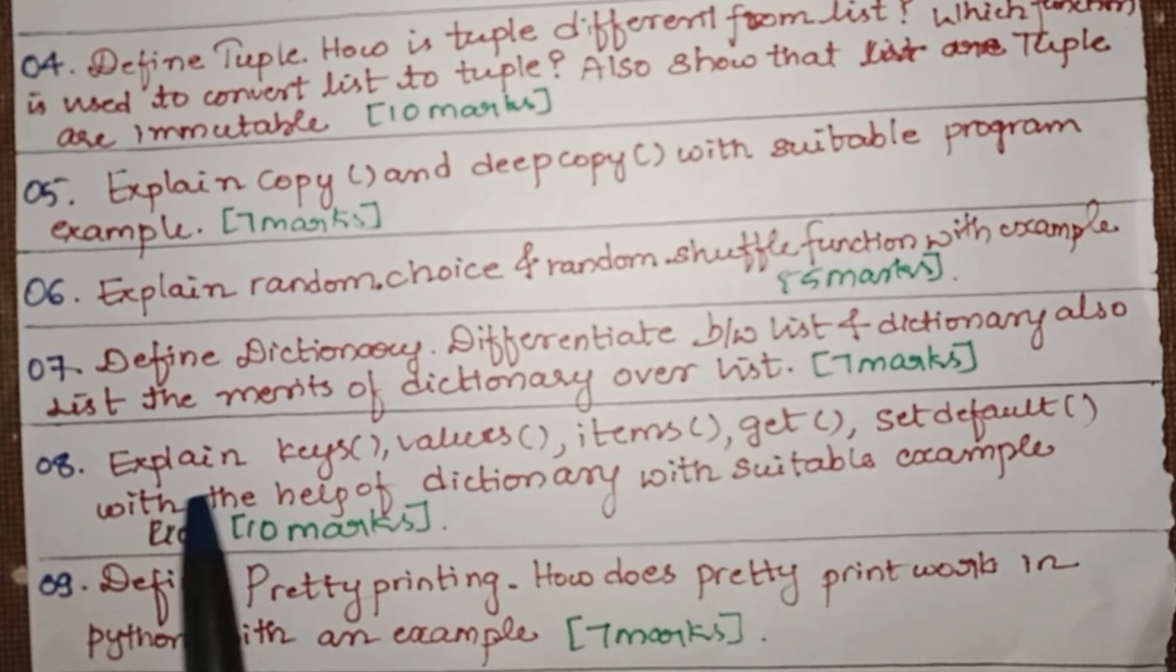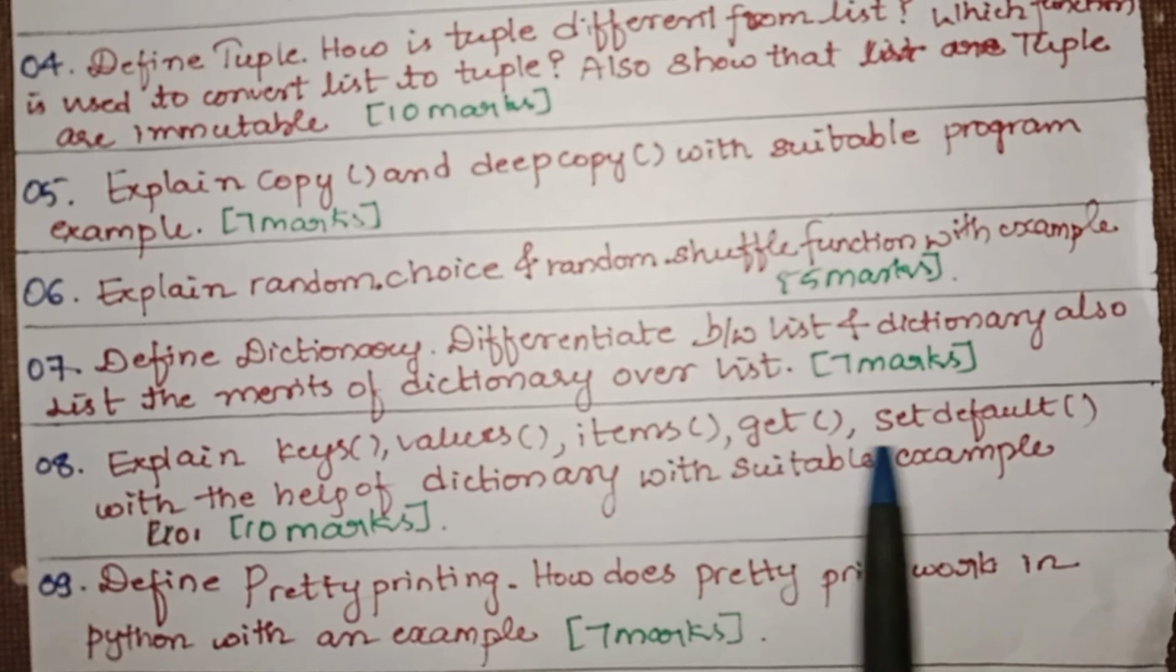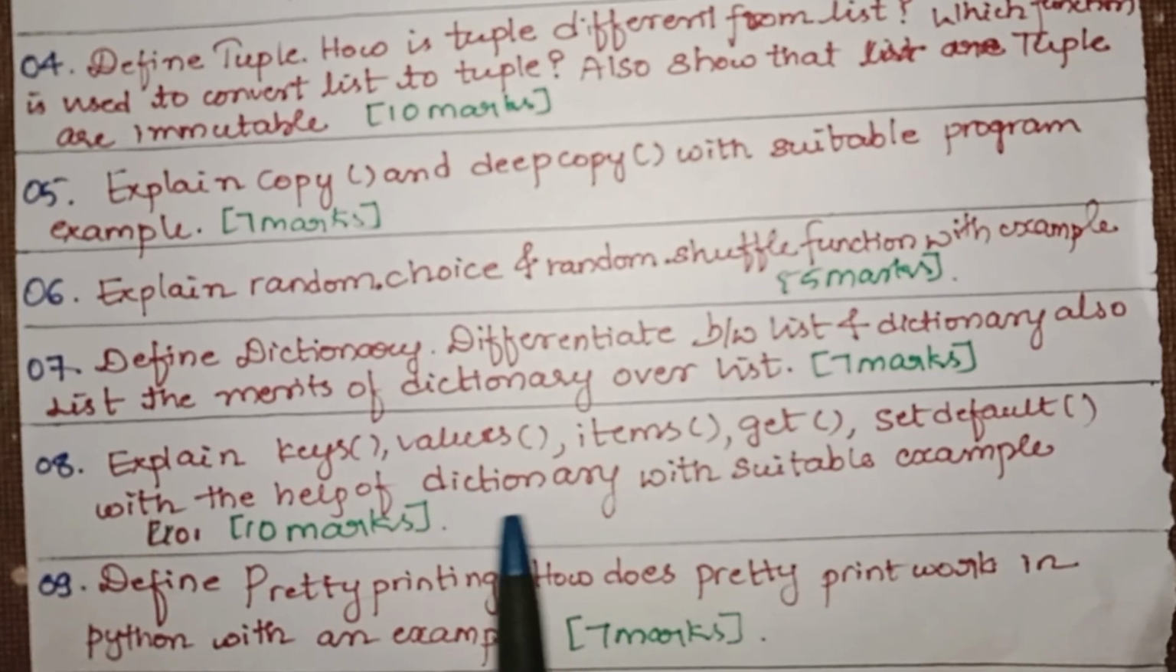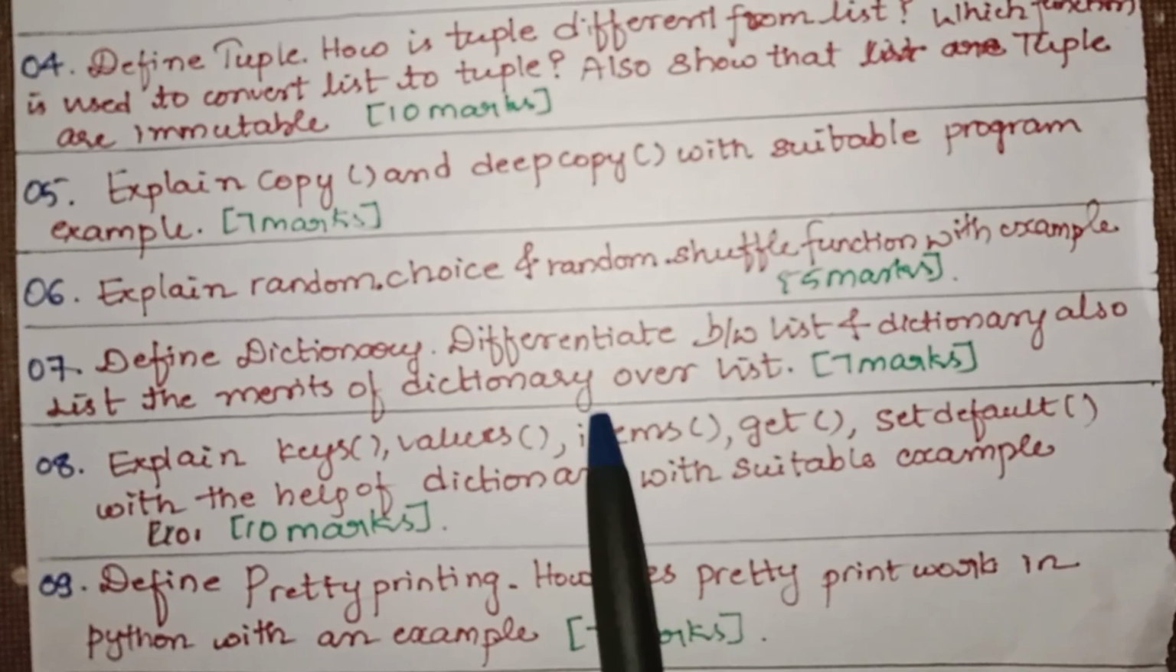And the next question is: explain keys, values, items, get function, setdefault function with the help of dictionary, with a suitable program example. This may be asked for 10 marks. And when you come across the dictionary part, this is very important.